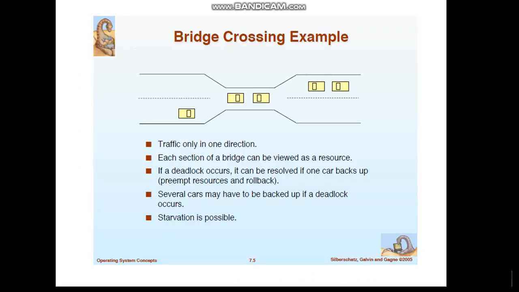This we can generally show with the help of a bridge crossing example. You can just look at this diagram, which is showing traffic over a narrow bridge where it is possible to move the vehicles in only one direction. Each section of a bridge can be viewed as one particular resource. If a deadlock occurs, it can be resolved if one car backs up, that is, preempts the resource and rolls back. That is, it has to release the resource which it is holding right now.